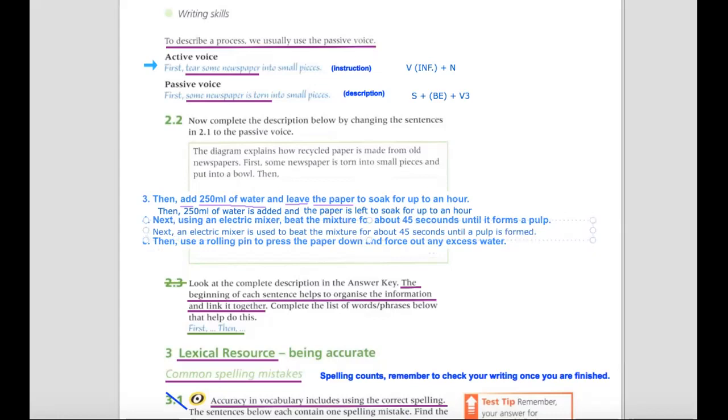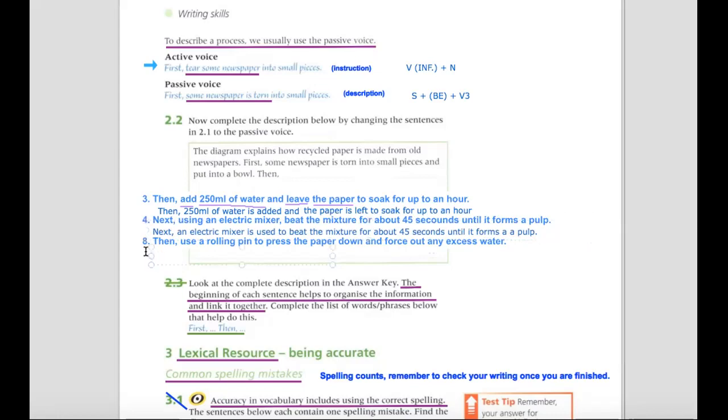If you said "until it forms a pulp," it's okay to use a different structure in the same sentence as well. Okay, so you can use passive and active together to give some variety as well. So here, if you said "until it forms a pulp," okay, that would be a good description as well.